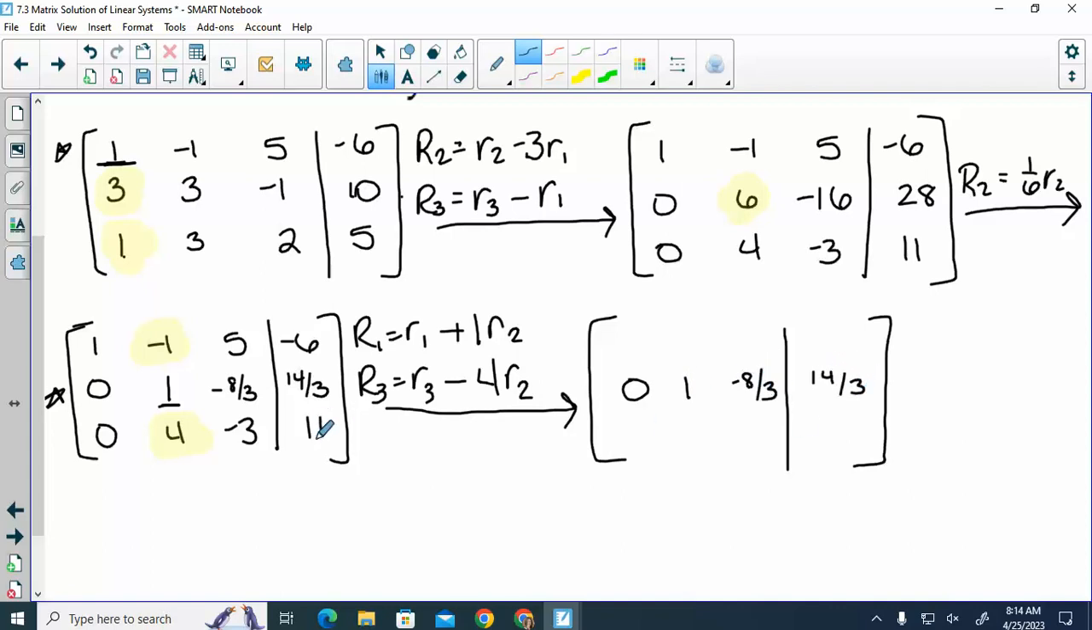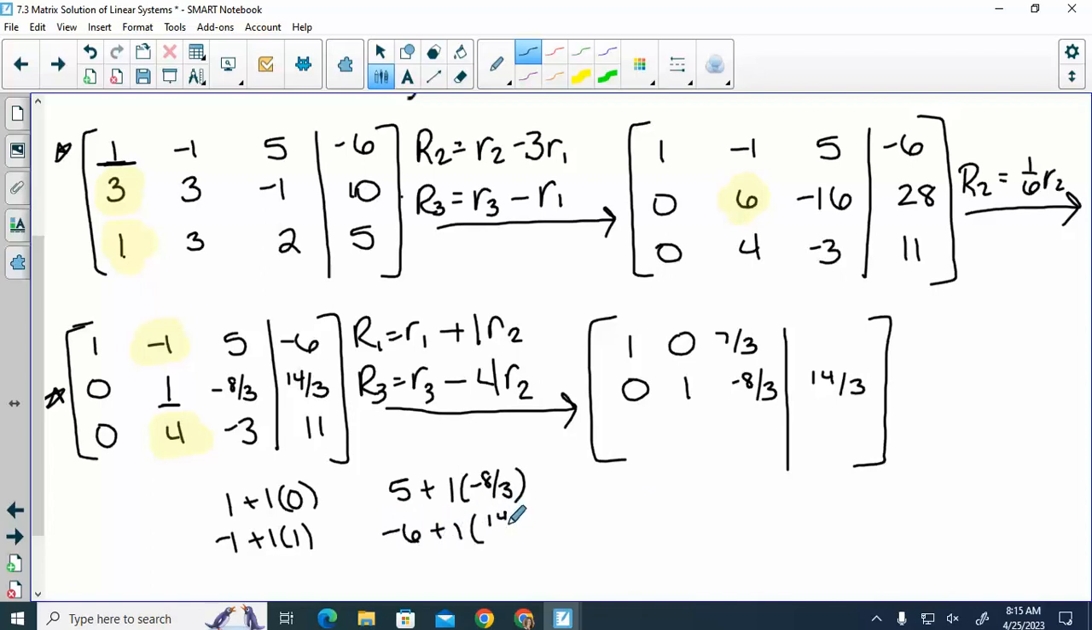Okay, this is where you can grab your calculator, you can write it out. So row 1 plus 1 of row 2. So 1 plus 0, still 1. Negative 1 plus 1 times 1 is 0. 5 plus 1 times negative 8 thirds, 7 thirds. Right. Negative 6 plus 1 times 14 thirds, negative 4 thirds.